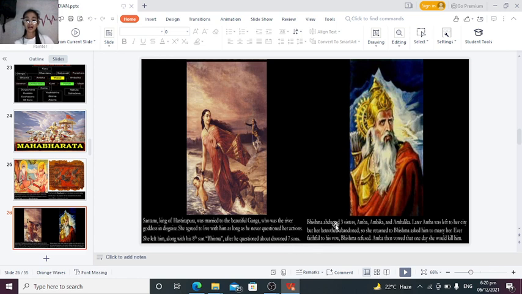So, Bhishma abducted 3 sisters who are Amba, Ambika, and Ambalika. Later, Amba was sent to her city, but her betrothed abandoned her. So she returned to Bhishma and asked him to marry her, but ever faithful to his vow, Bhishma refused. Amba then vowed that one day she would kill him. She would kill Bhishma.